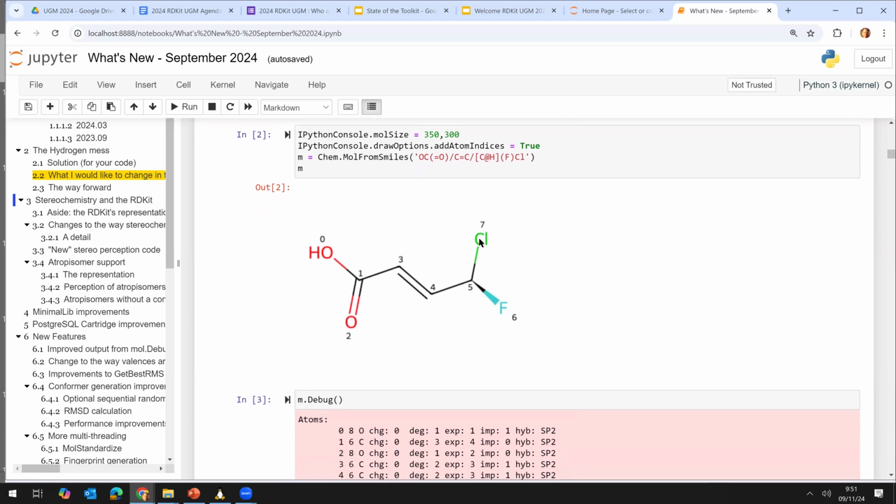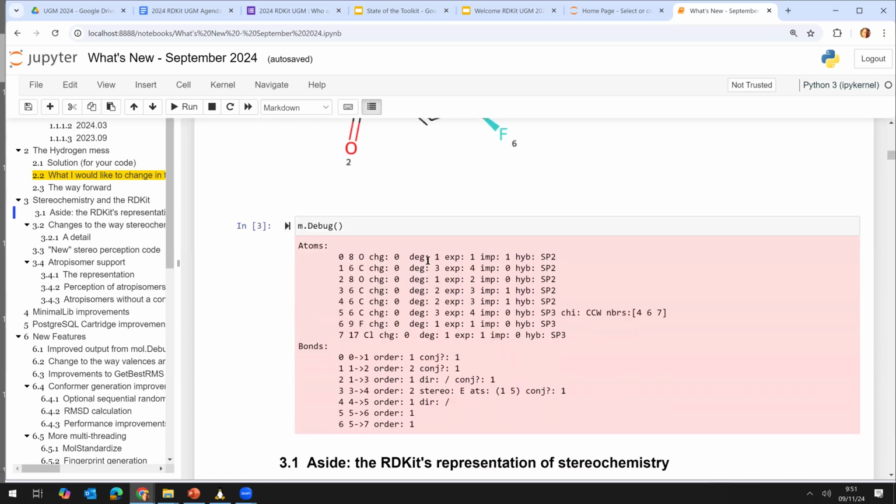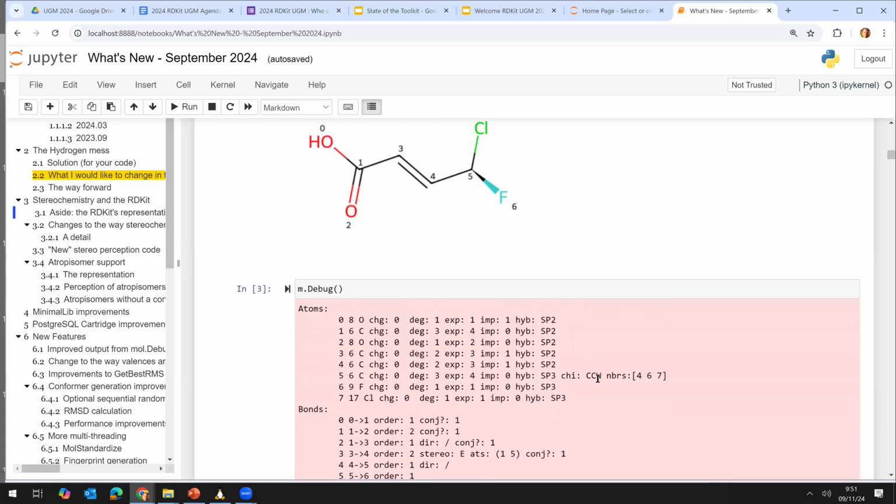So here's a molecule that I made up. It has a double bond, it has stereochemistry, and it has a chiral center. If I do debug on that molecule, you can see for atom 5, which is the chiral center, it tells you what the chirality is, so it's counterclockwise, and it tells you what the neighbors are. That's neighbors 4, 6, and 7.